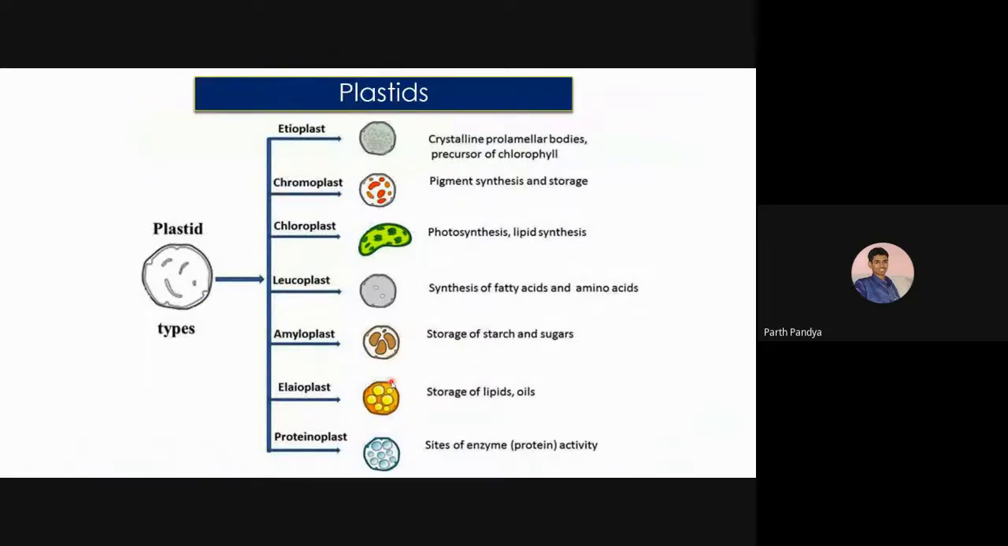Okay, so coming on to the last part of the presentation, plastids. Though there are very few questions on this, plastids are of many types. For example, etioplast. They are nothing but the prolamellar bodies, that is, they are precursors of chlorophyll. Chromoplast, red pigments are maximum in it, reddish to orange pigment. The pigments synthesized are stored in this case.